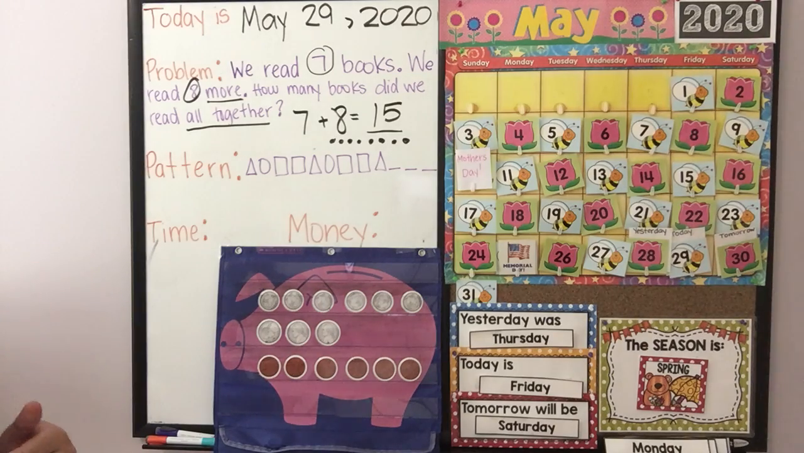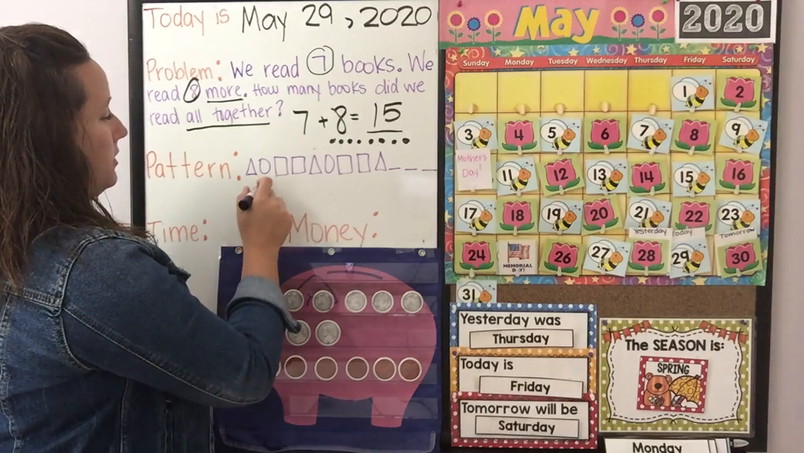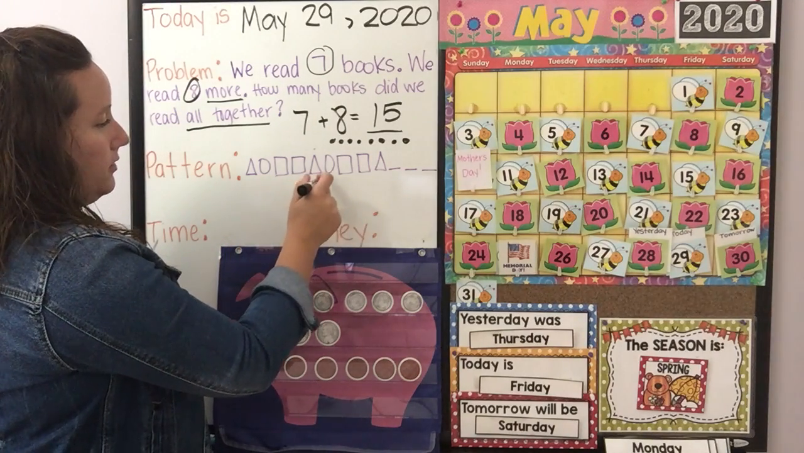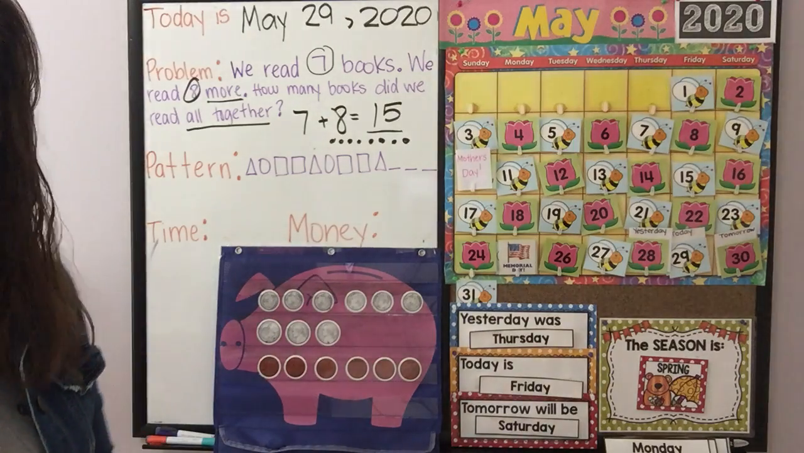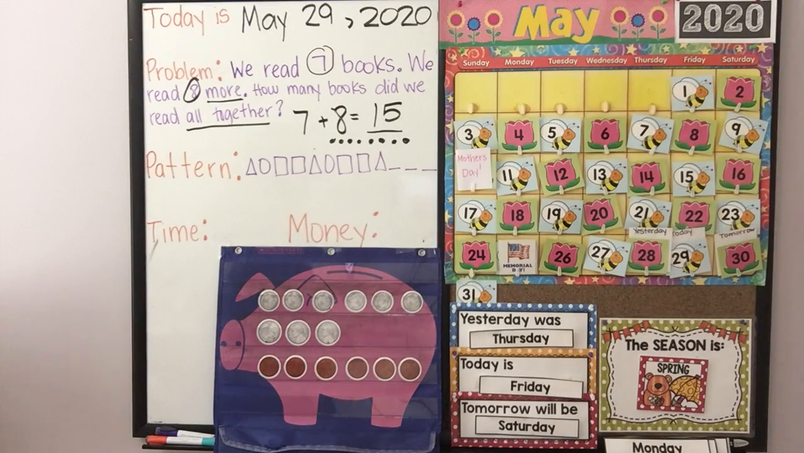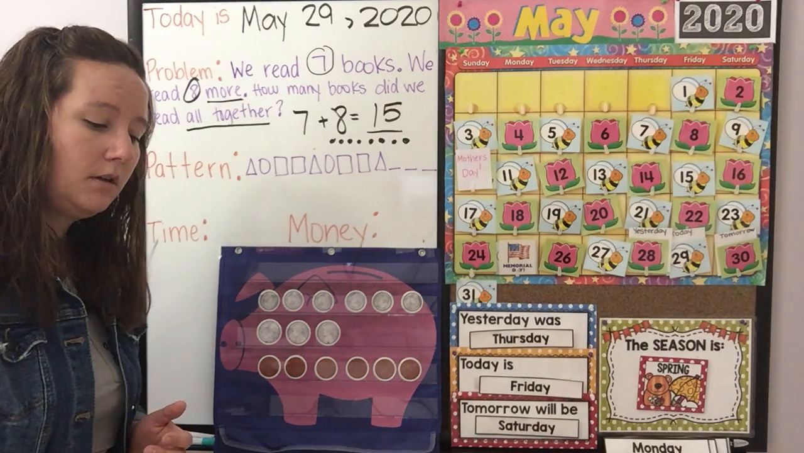All right, let's look at our pattern. So we have triangle, circle, square, square, triangle, circle, square, square, triangle. If you're solving with me, go ahead and write that down. Put me on pause and then figure out what comes next. We have 3 missing shapes.